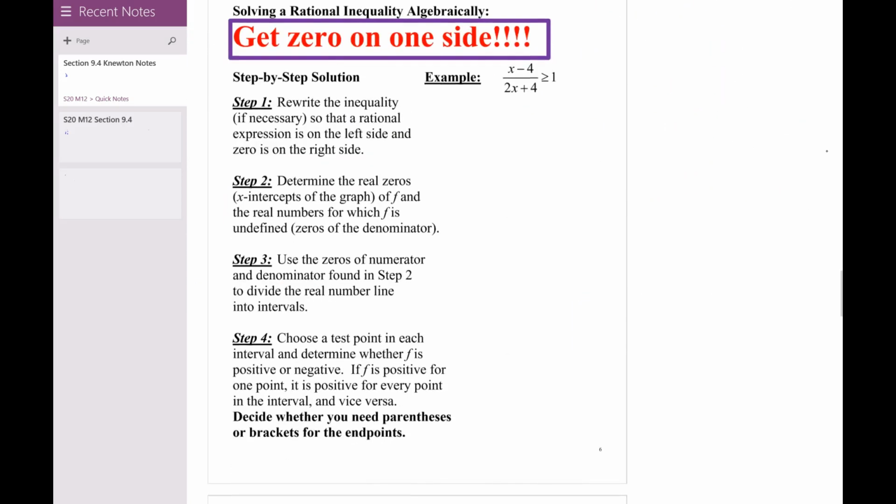Okay, so when we're doing it algebraically, you have to get a 0 on one side. Not optional. There is no other way to solve it. You cannot multiply both sides of this inequality by the denominator because you don't know if it's positive or negative, and it's an inequality. If it was negative and you multiplied both sides by it, the direction of the inequality would have to reverse. So never, ever, ever multiply an inequality by something that has an x in it.